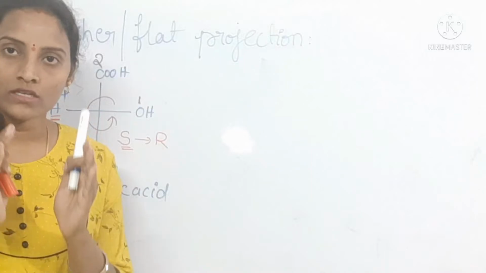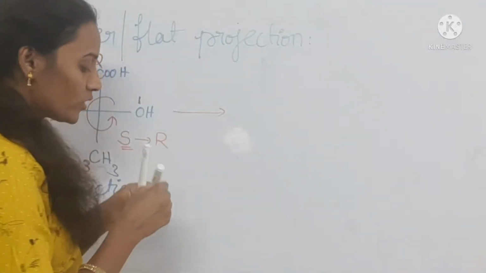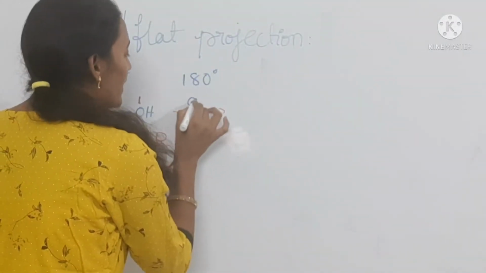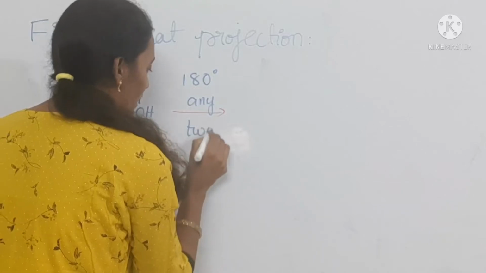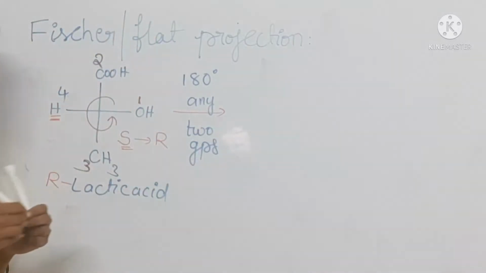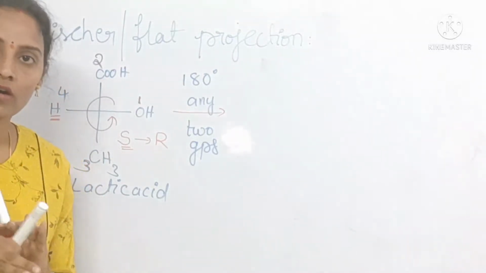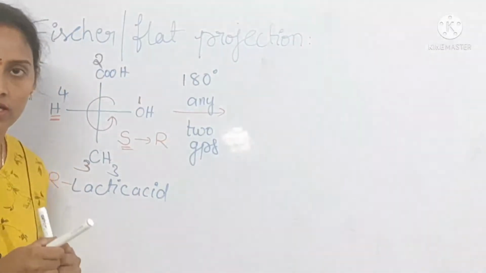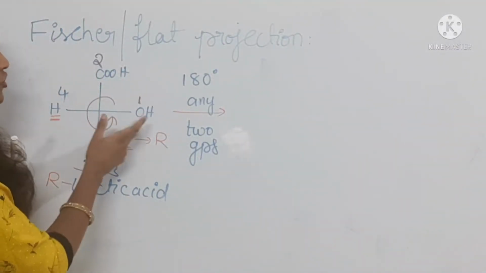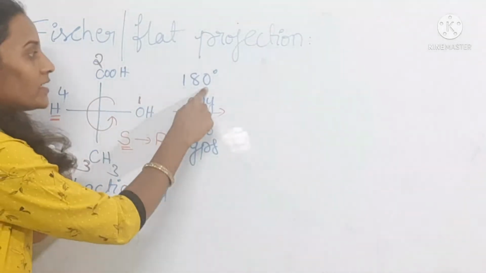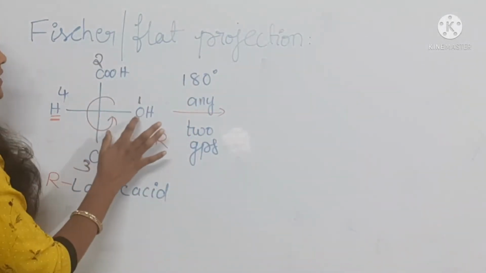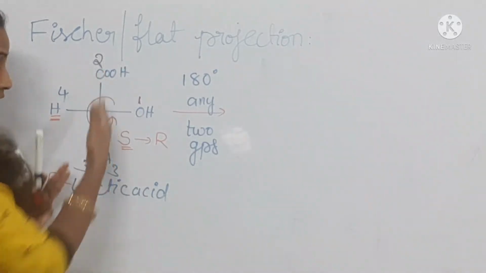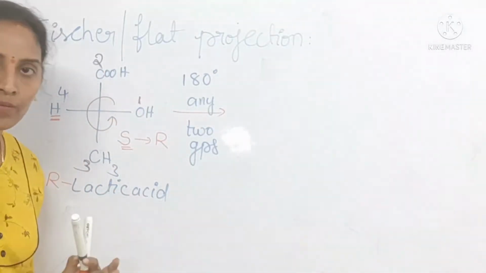Suppose you can rotate 180 degrees any two groups present on either vertical or horizontal, what will you get? First I am choosing the groups present on the horizontal line. I just want to exchange the position of these two groups by rotating 180 degrees. Then what will happen? The OH on the right side will become left and left will become right. The groups on the vertical line remain the same.